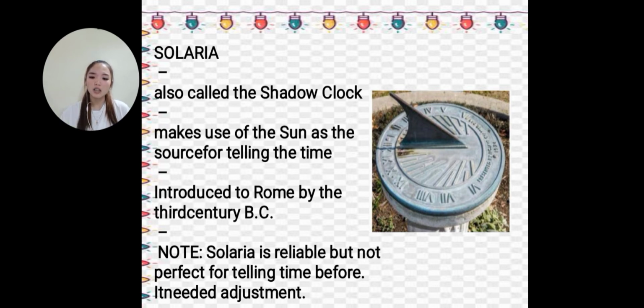Solaria, in the term solaria or sundial, can refer to any device that uses the sun's altitude or azimuth or both to show the time.